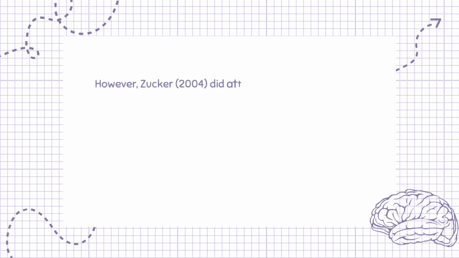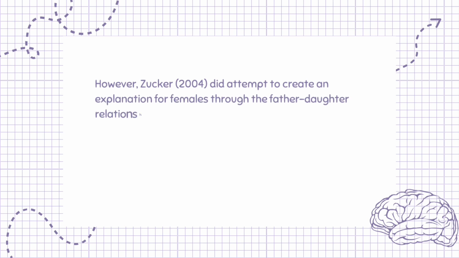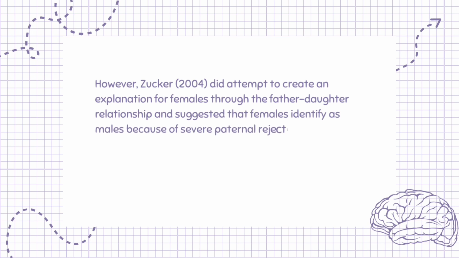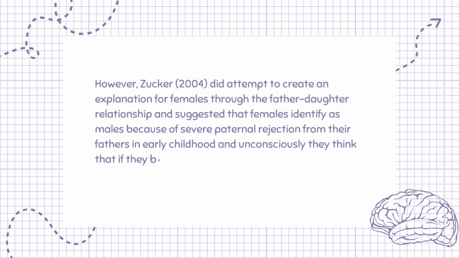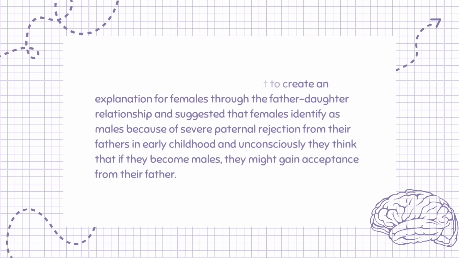However, Zucker, 2004, did attempt to create an explanation for females through the father-daughter relationship and suggested that females identify as males because of severe paternal rejection from their fathers in early childhood, and unconsciously they think that if they become males, they might gain acceptance from their father.